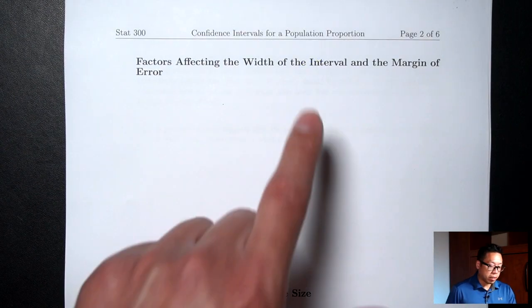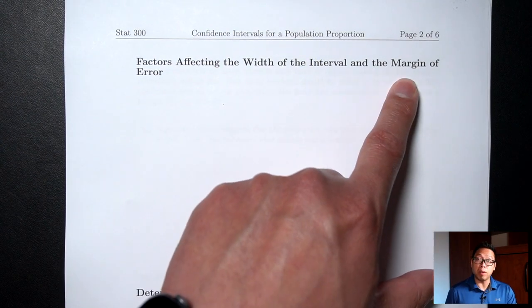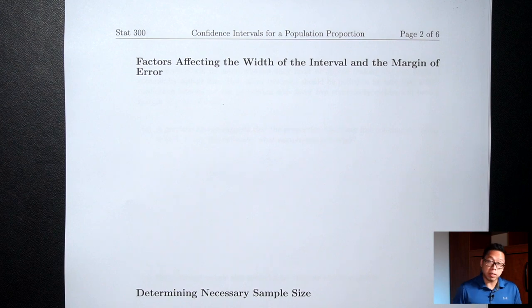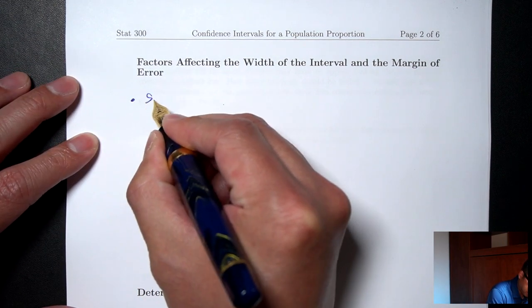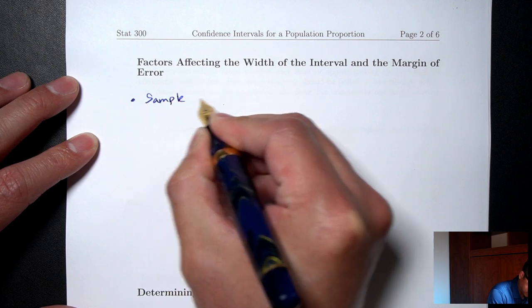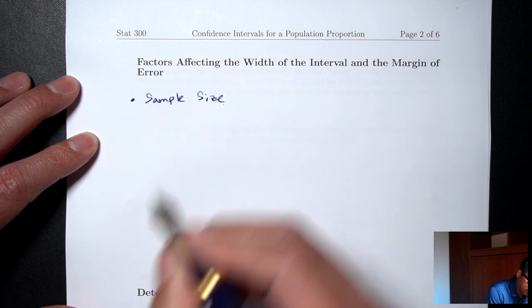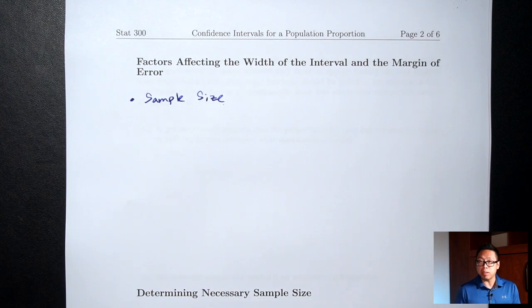There's two things that affect the width of the interval and the margin of error. The first thing is the sample size. So if you use a larger sample size, what happens?